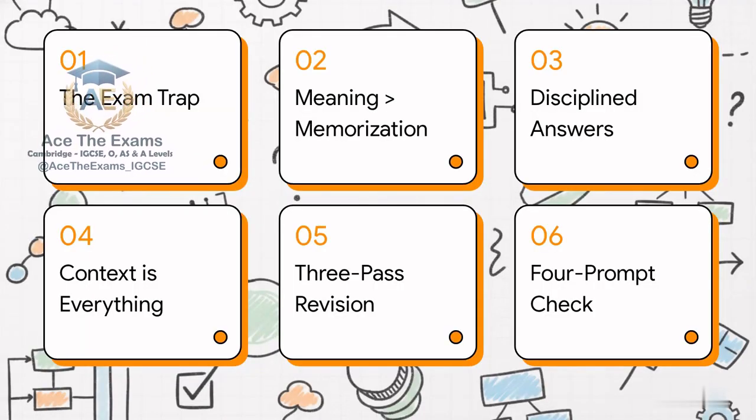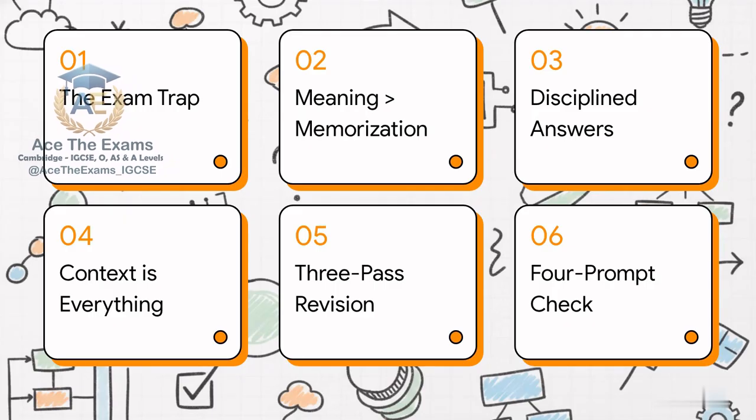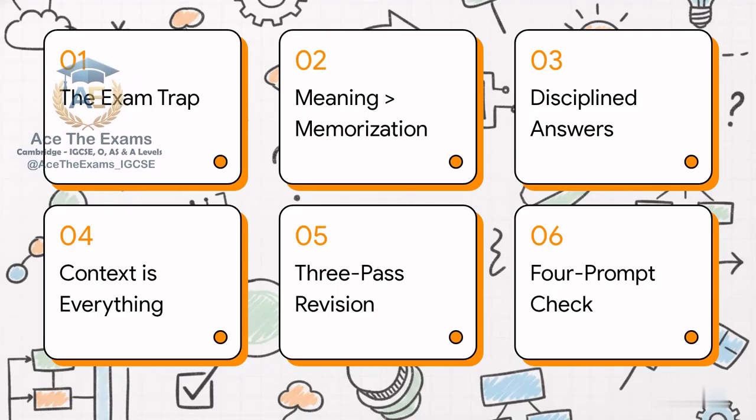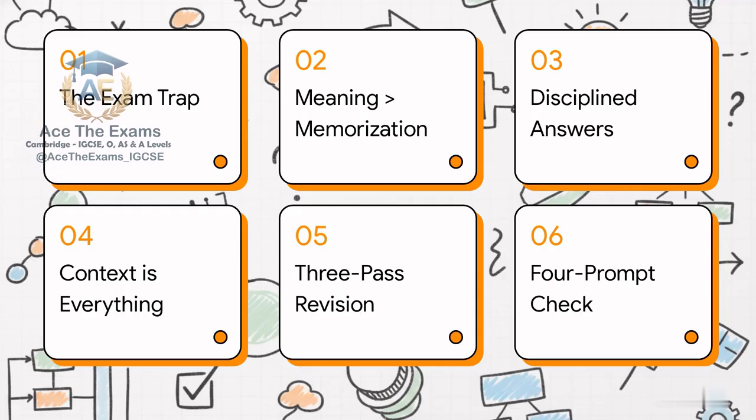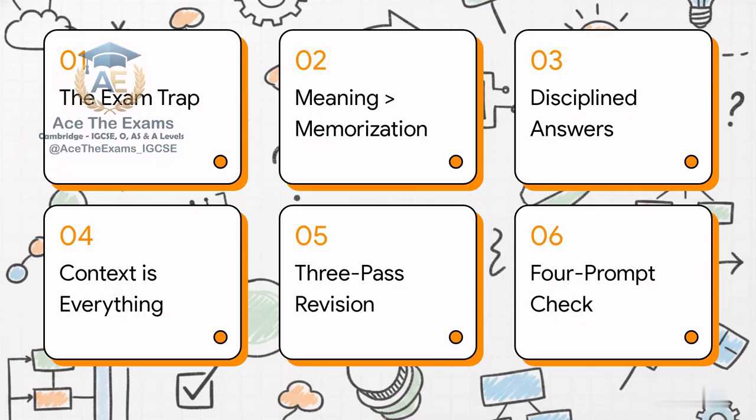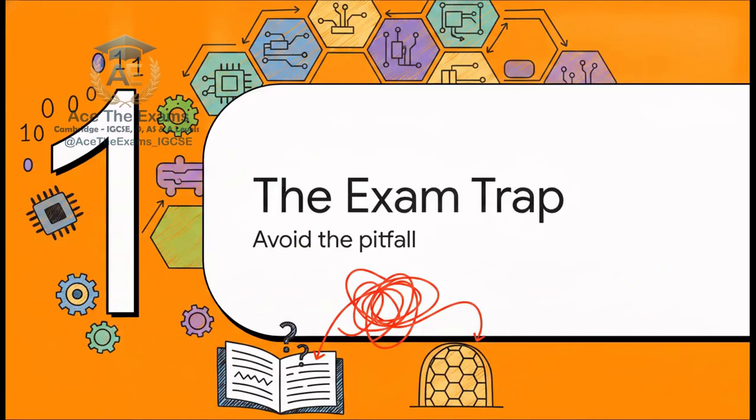We're going to cover the hexadecimal exam trap, the concept of meaning over memorization, the disciplined answering path, why context is everything, the 3-pass revision cycle, and we'll wrap up with the 4-prompt memory check. All right, part 1, the hexadecimal exam trap.